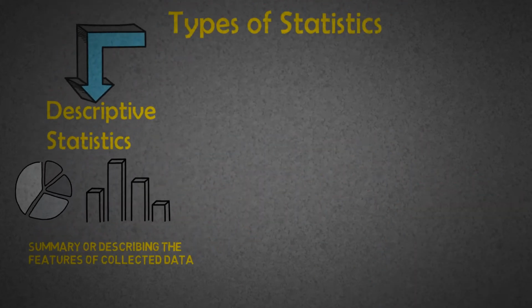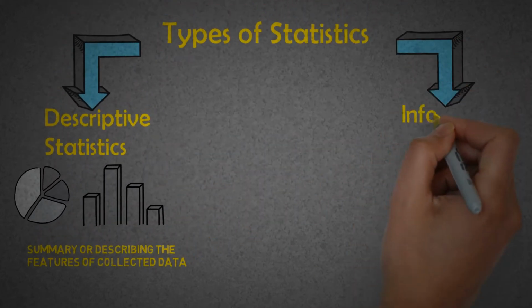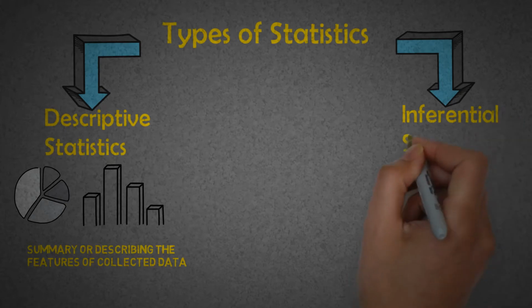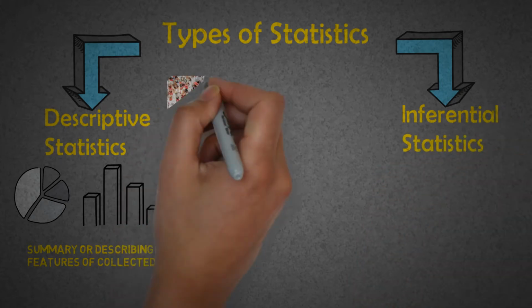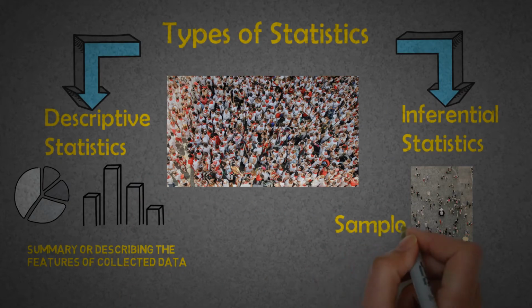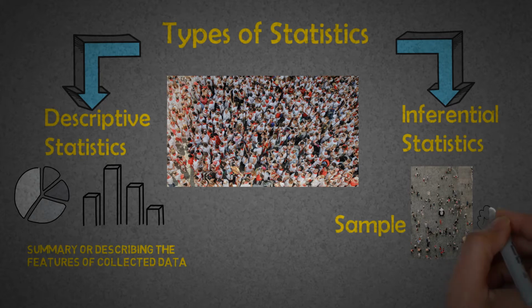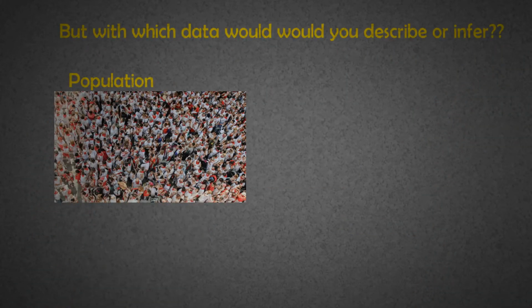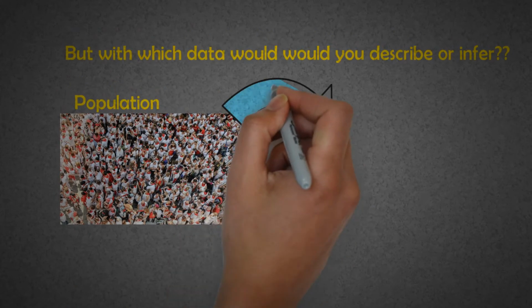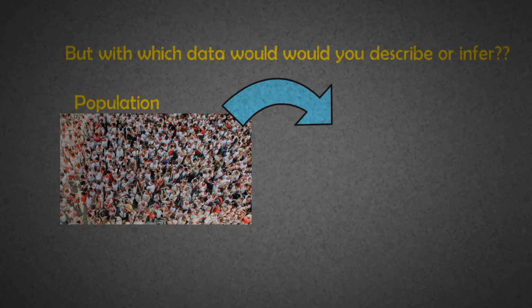Number 2 is inferential statistics. This is mostly used by statisticians, quality management professionals and data scientists. In this type, we generally have a huge data called population, from which we collect samples based on logic, and study the population using the sample collected. But with what would you describe or infer the data? You know very well that there will be huge data in the population and in the sample.